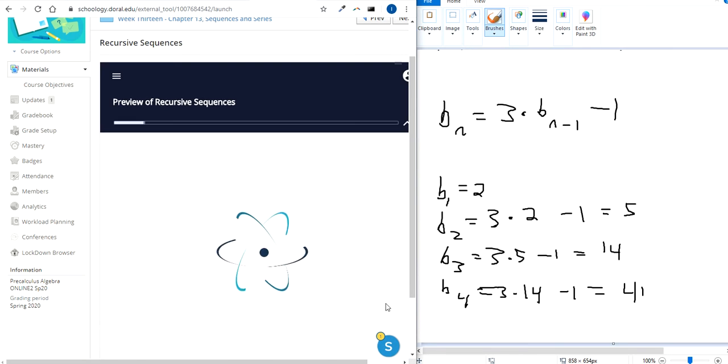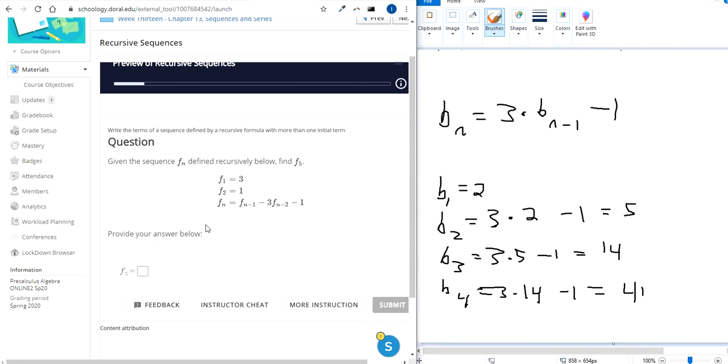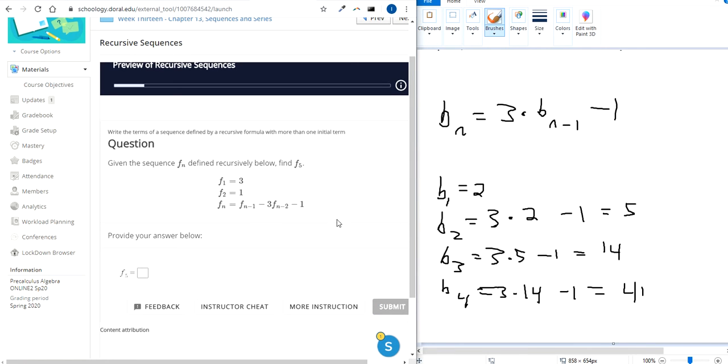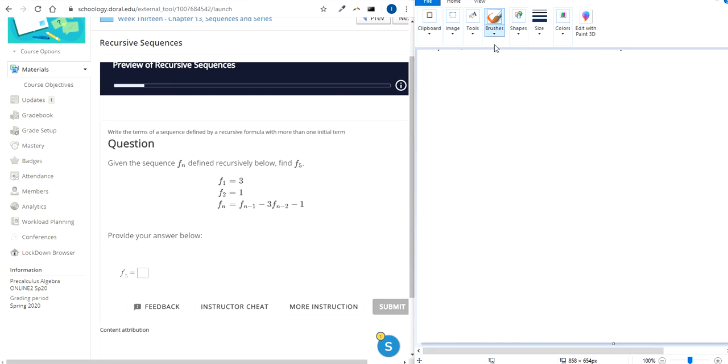Okay, let me see if I can find a different problem. Yeah, this one asks us, same thing, wants us to find f sub 5. So it's a little bit more complicated. I guess I can do this one too, just a tiny bit though. It makes you rely on 2 previous terms.